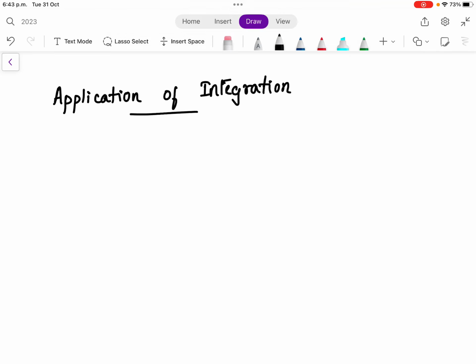The first application of integration we are going to learn is about displacement, velocity, and acceleration. Before I start on how it can be applied, I'm going to talk a little bit about the concept of displacement, velocity, and acceleration. Suppose a person is going from one place to another, like from point A to point B. The distance which he covered, or the displacement, if it is in a particular direction, is nothing but the distance covered from place A to B.